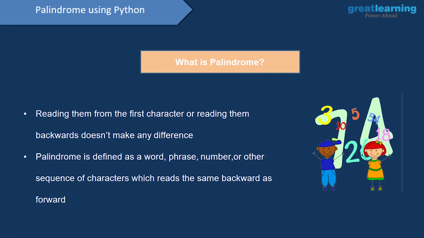Suppose ma'am, M-A-M, or madam, M-A-D-A-M. If you just reverse the word, that word will be the same, right? So these words are known as palindromes. A palindrome is defined as a word, phrase, number, or other sequence of characters which reads the same backward as forward, right? So this is known as a palindrome.